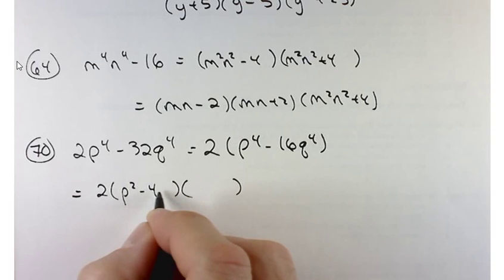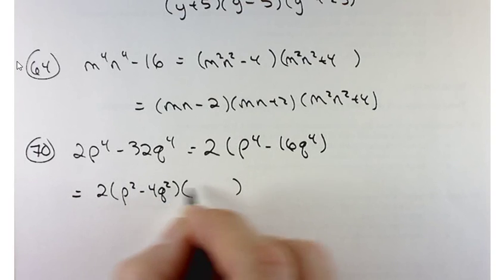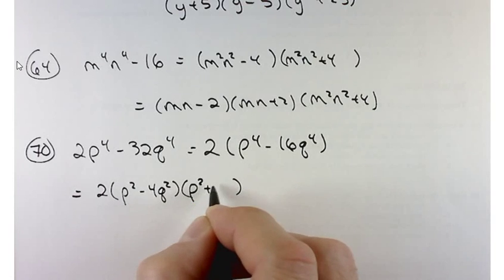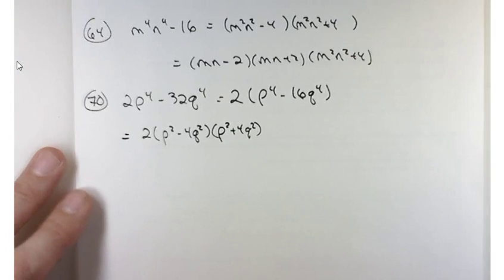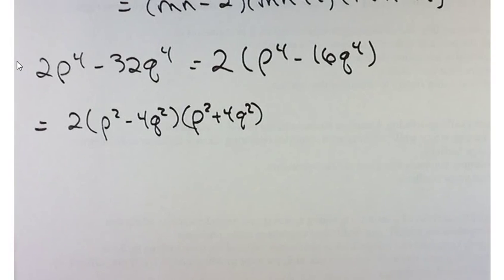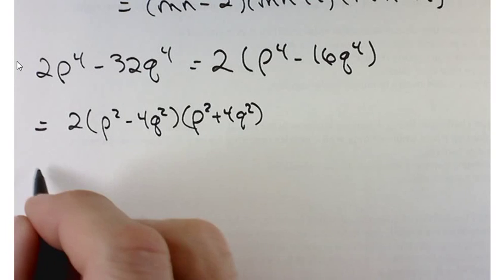Okay. Almost done. What's the last step here? What else do I have to take care of? Yeah, factor the first one. It's going to be p minus 2q and p plus 2q. This one stays the same, but we still have to write it. So make sure you don't forget it out of your final total.